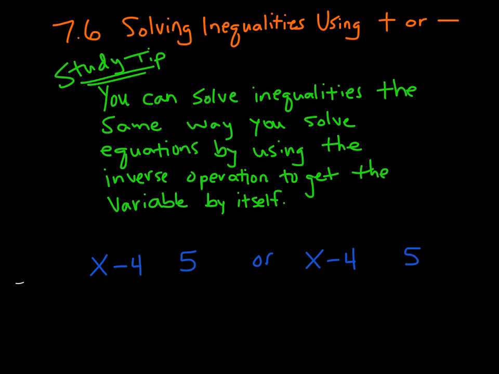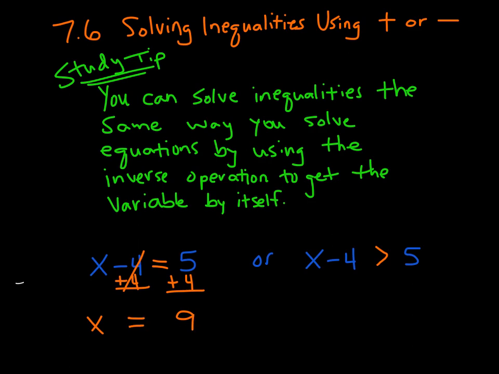If I had x minus 4 equals 5, or I had x minus 4 is greater than 5, it's really the same exact way I do the work. I would try to get x by itself over here by adding the 4, because it's the inverse operation. I get 0, and I would add the 4 on this side of the equation. And 5 plus 4 is 9. So in other words, x would equal 9 in this situation.